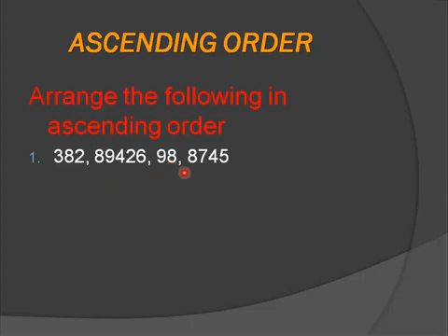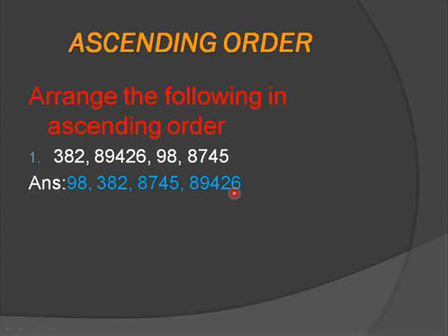So now here this number is the 2-digit number. First we will write this number 98. Next is 3-digit number. This we will write as 382. So next here 5-digit, 4-digit. So now next we will write 8,745, which is in 4 digits. The last one, which is in 5 digits, 89,426 we write. So in this way we arrange from small to bigger. 98, 382, 8,745, 89,426. So in this way we arrange ascending order.